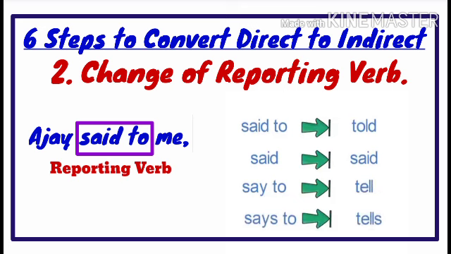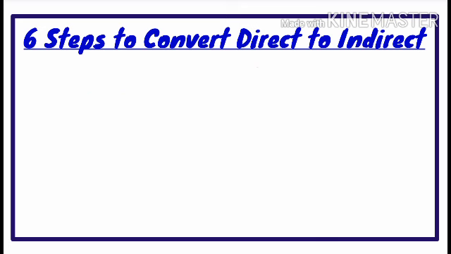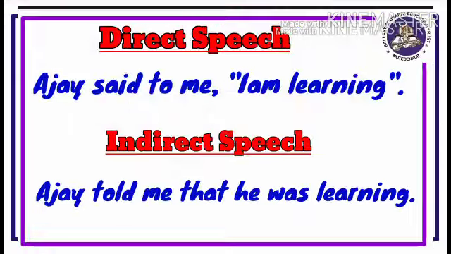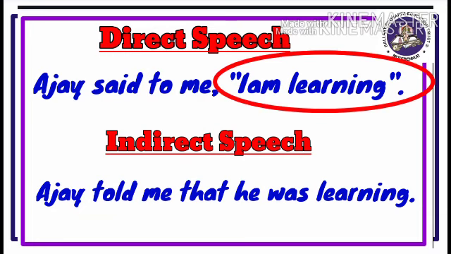And the third step is replacing the inverted comma and join the sentences with that if it is a statement. You know, in direct speech, the sentence is given in inverted comma, that we have to remove when we change to indirect speech, and we have to use that if it is a statement, if or whether if it is a question.